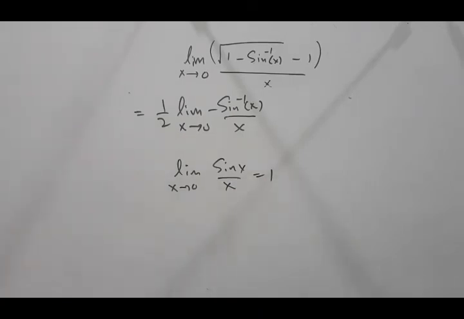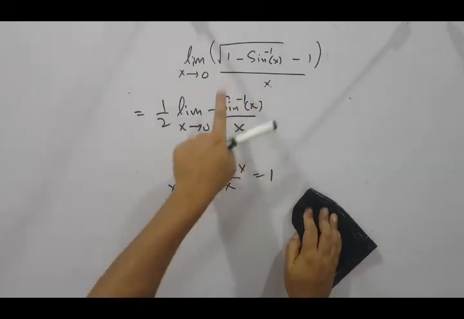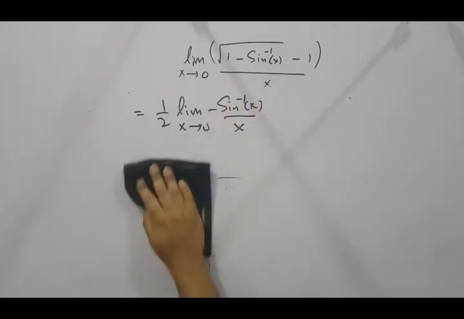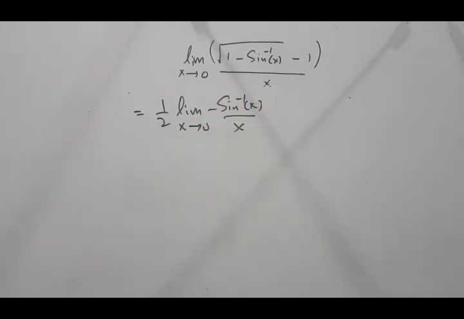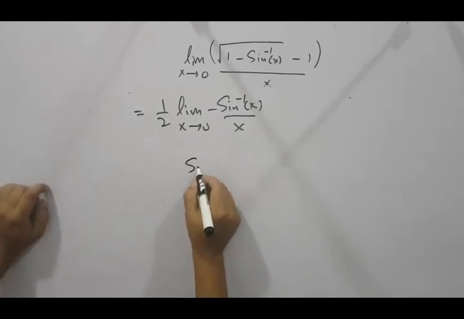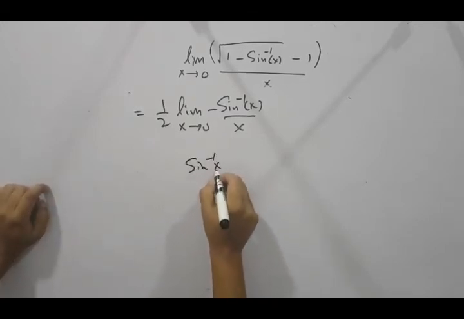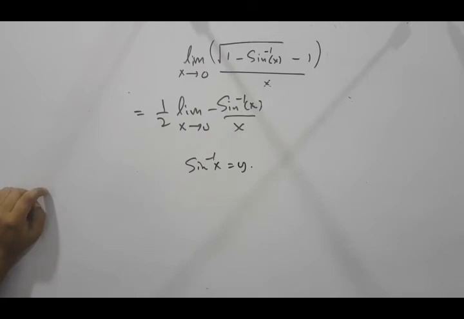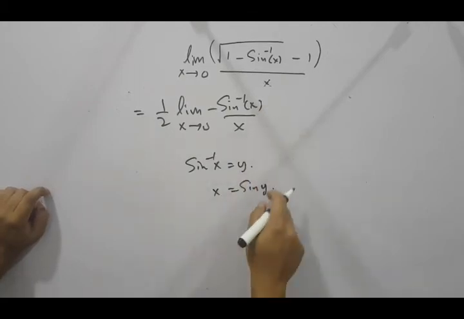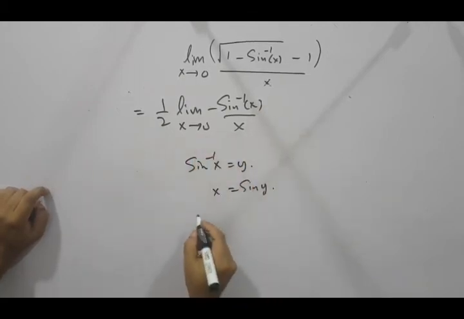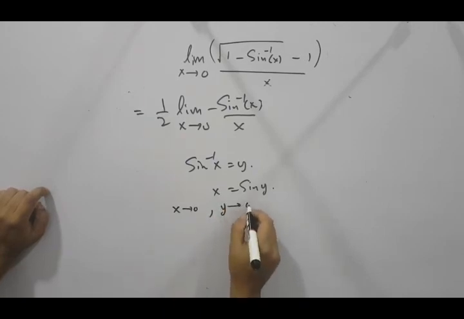Now let's try to make this expression similar to this. You have to make a substitution. Sine inverse of x equal y. If you make the substitution, you know that x equal sine of y. After the substitution, you have to change the limit. So when x tends to 0, what will happen to y? Y also tends to 0.